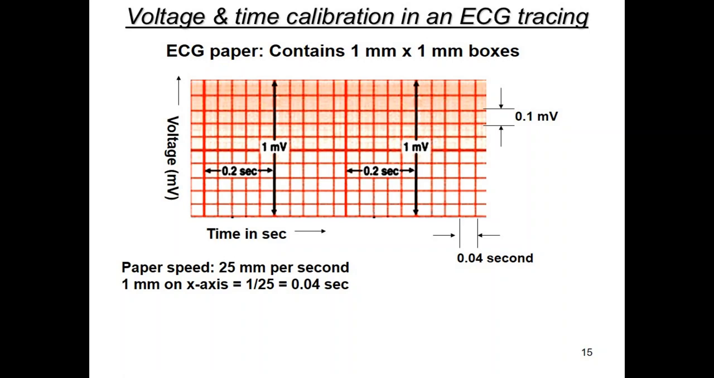This is the picture. It shows how the voltage is calibrated on the y-axis. 10 small boxes is 10 millimeter. This is how that paper looks like. Small box is 0.04 second. Big box has 5 squares. 0.04 into 5, that's 0.2 seconds. 5 millimeter is 0.2 seconds. So when the paper speed is known, you know the time. So time scale is on the x-axis, voltage scale is on the y-axis.